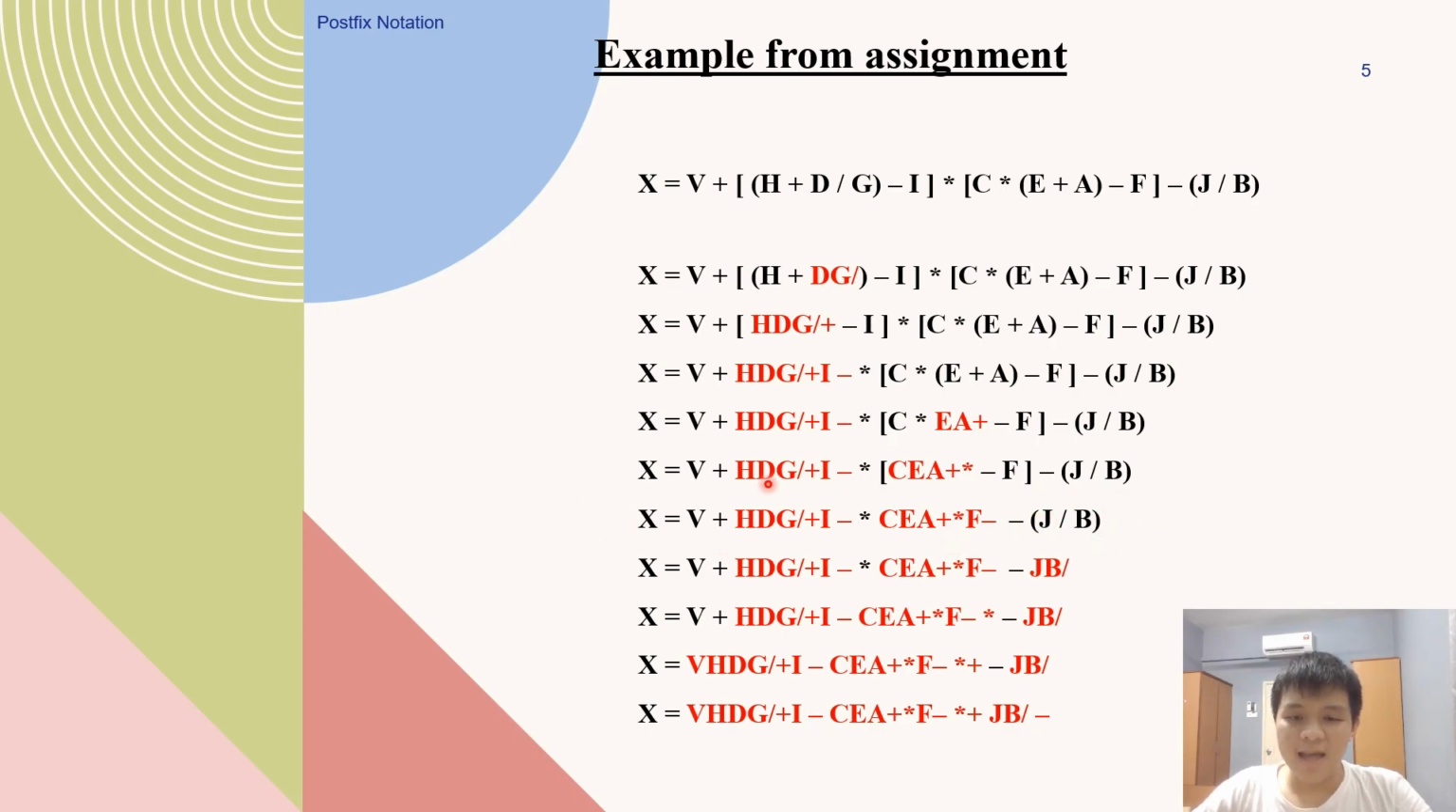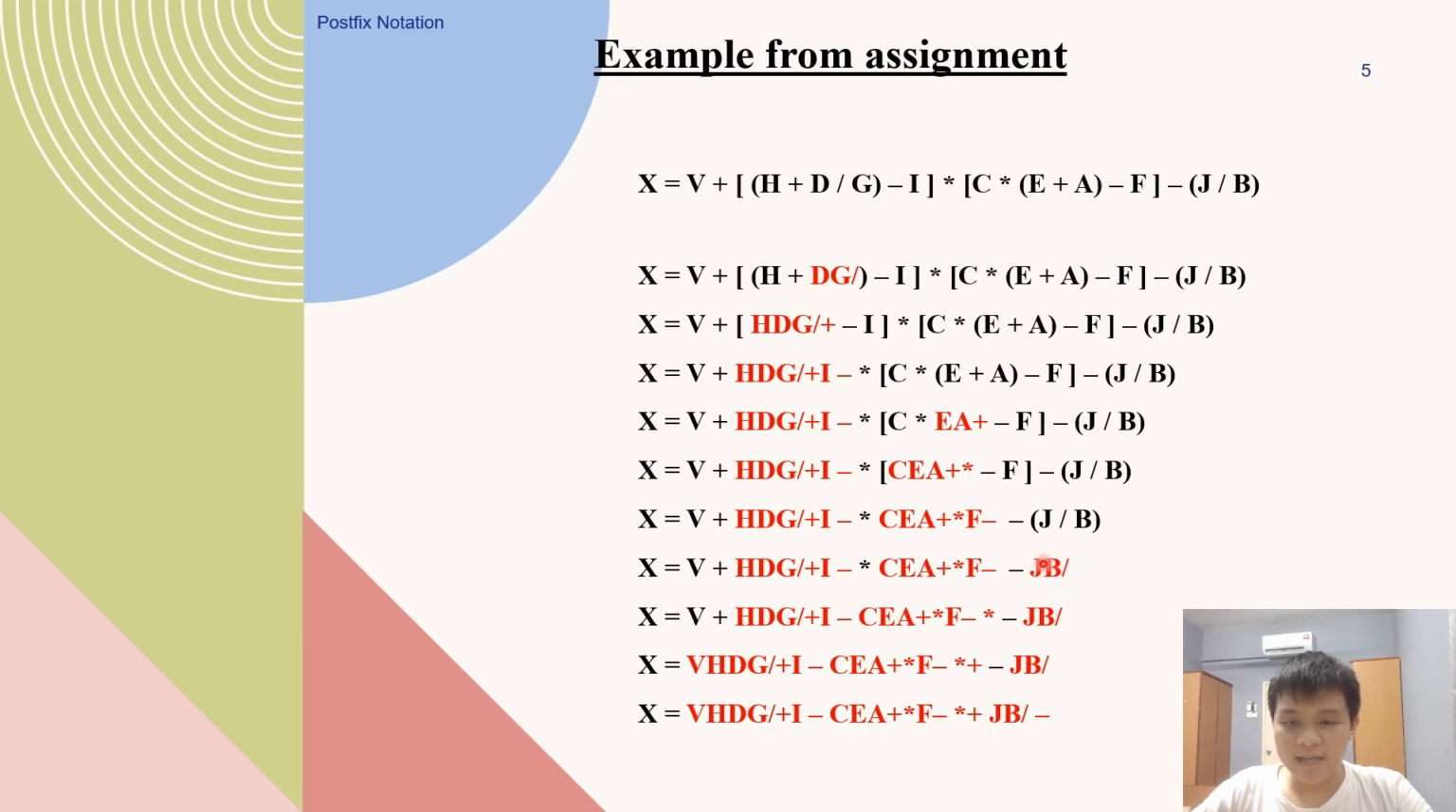And the next step, we have done this, and we should see where is the highest priority now. It is J divide B because it has the bracket, so we should do this first. Move the operator to the back, so it will become J B divide. And the rest, we should just copy.